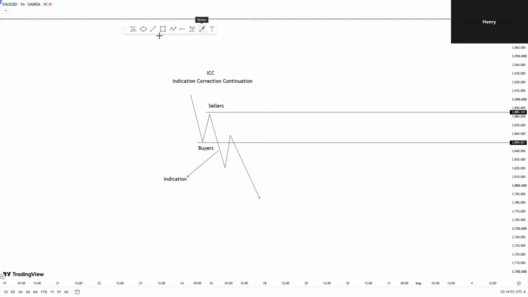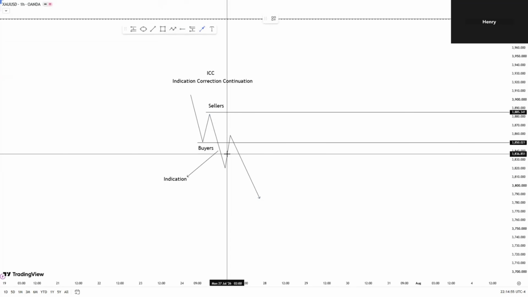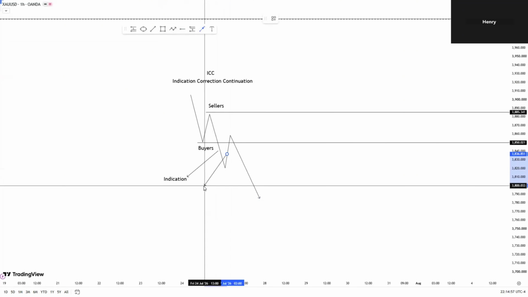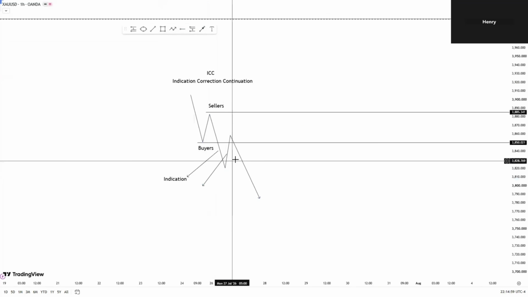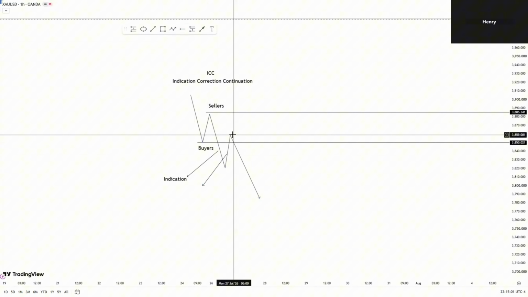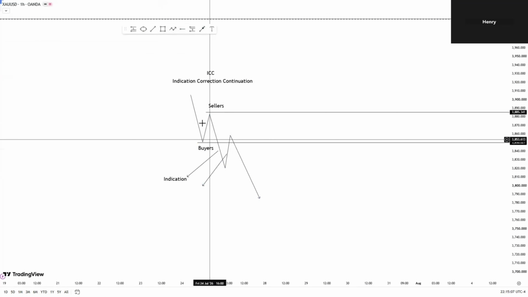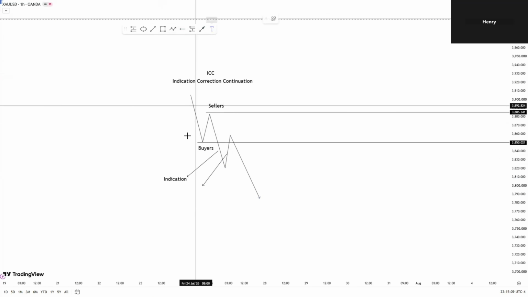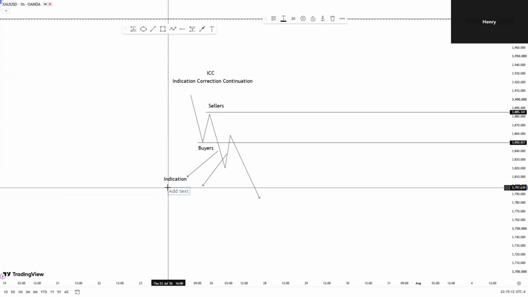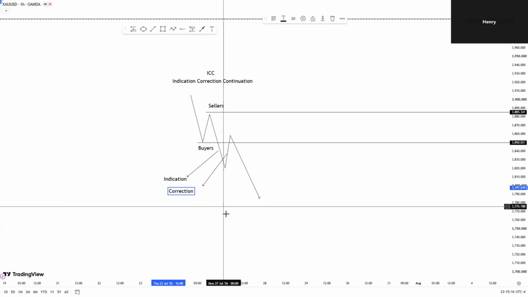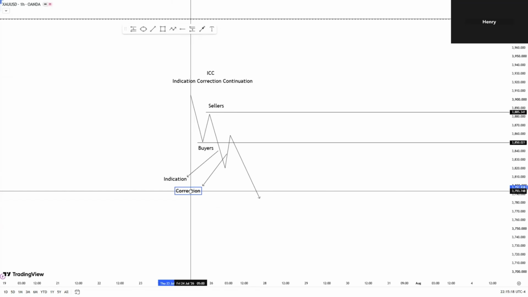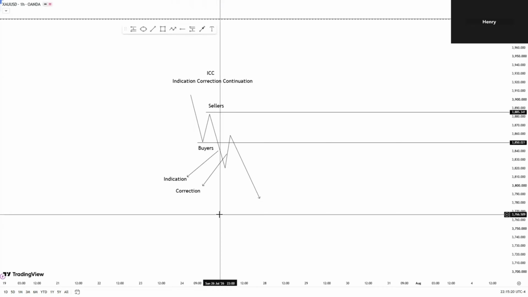So the moment this pullback happens, this is what is called a correction. This is price simply going to create another lower high, and we can also say this is price liquidating the breakout sellers, those who chased the indication, right? So the correction is price simply liquidating them. Indication, correction. What is a continuation?